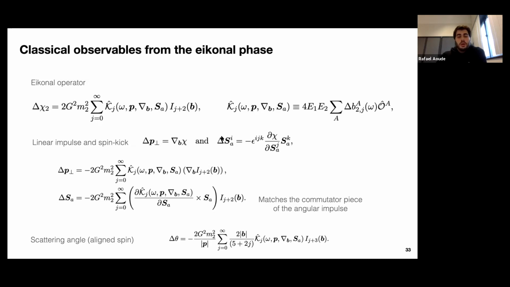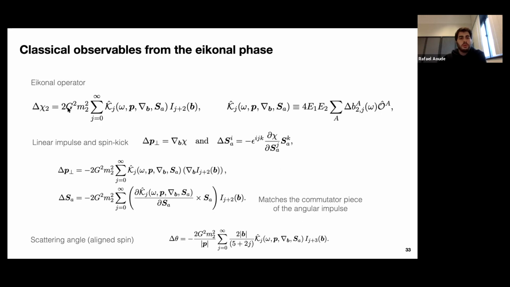while the spin kick will only have a derivative in the spin, right? So it only acts on the eikonal operator and not on the integral. And what we saw is that the linear impulses match perfectly with the one obtained from KMOC, while we obtained a matching here for the spin kick with the commutator piece of the angular impulse.